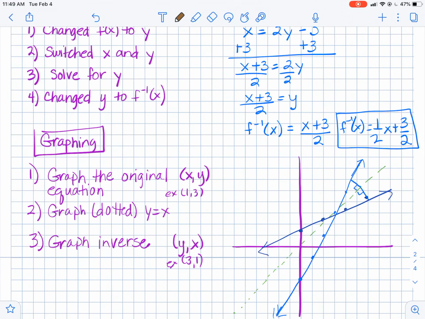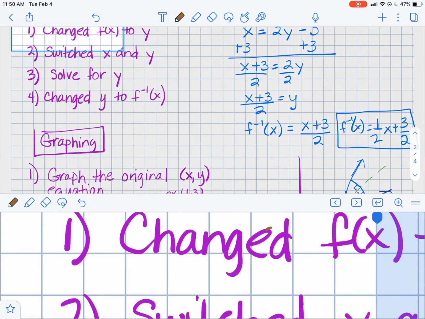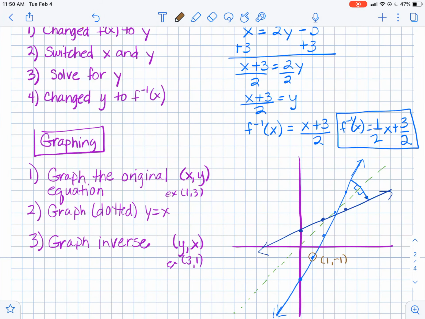So let's say I have the point here. Let's just do this one here, which was negative 1. So over here, if this is 1, negative 1, then negative 1, 1 would be the reflected point. And we do have that right there. That would be another way of finding it.